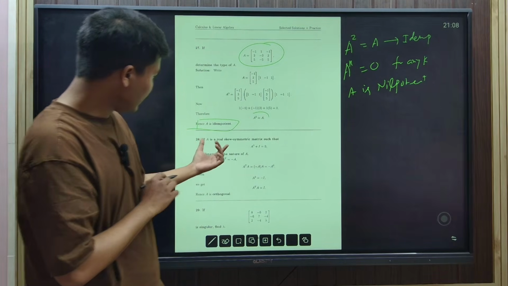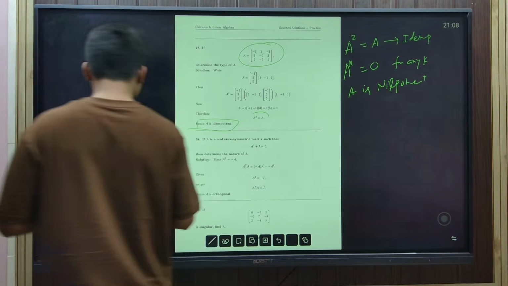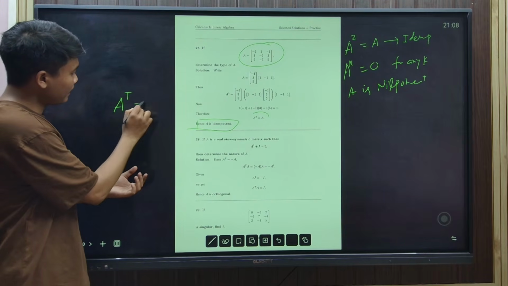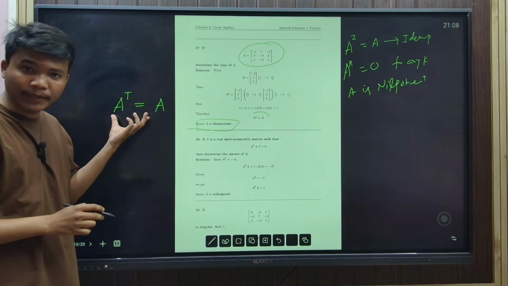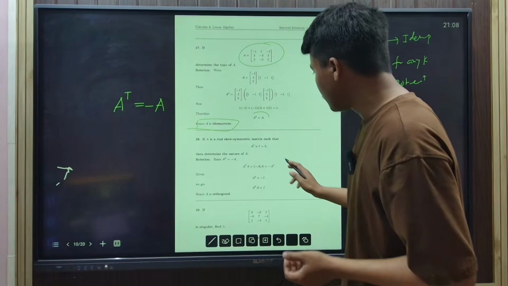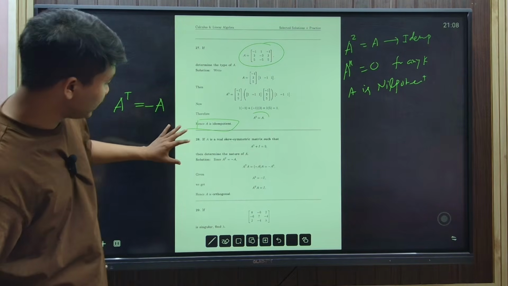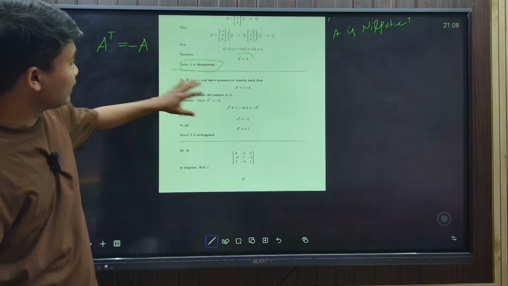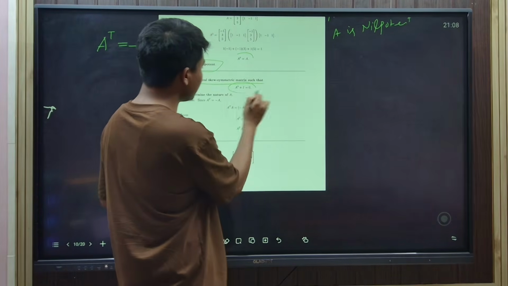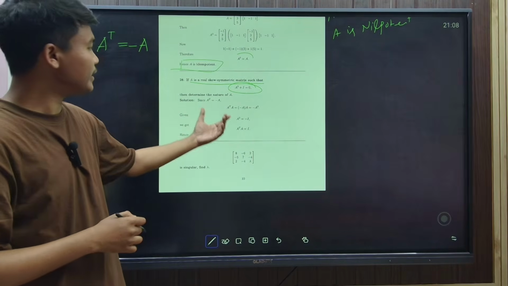Now if A is a real skew symmetric matrix, what is the meaning of skew symmetric matrix? That means if it is symmetric, then A transpose equal to A, and if it is skew symmetric means A transpose equal to minus of A. So now this skew symmetric matrix, then determine the nature of A. এটা এখানে দেওয়া আছে যে A is a real skew symmetric matrix satisfying A square plus I equal to 0. Now what kind of matrix is this exactly?